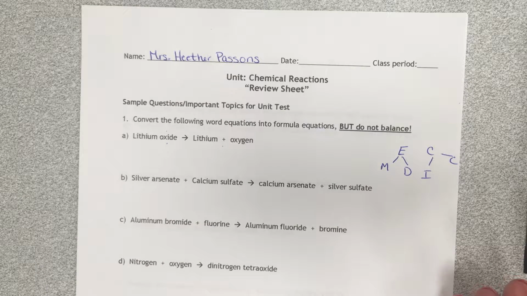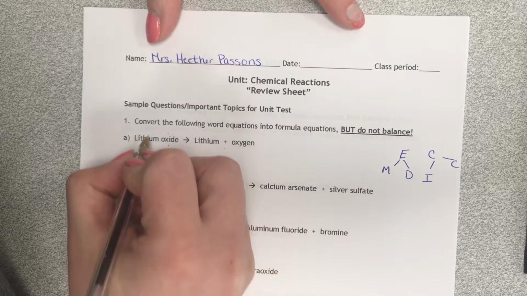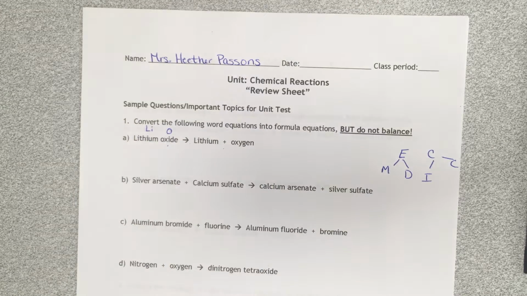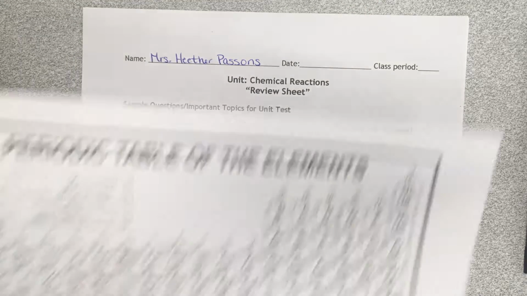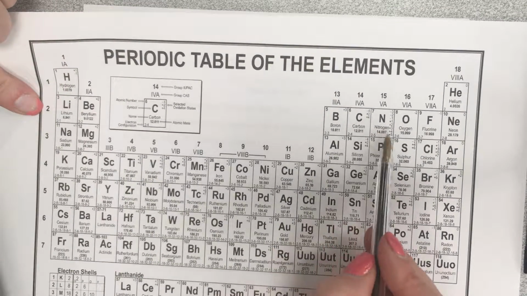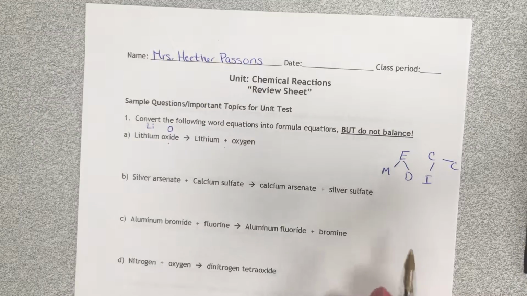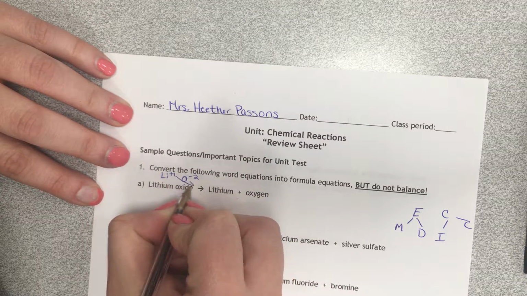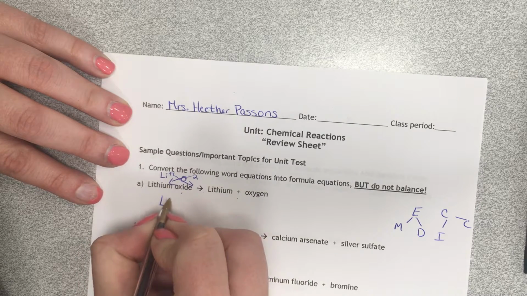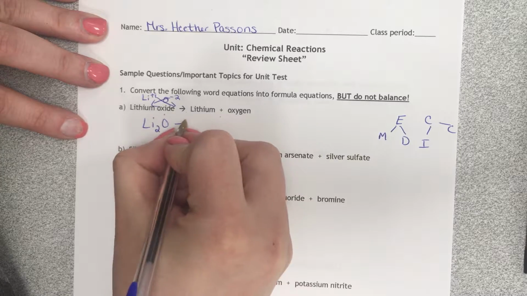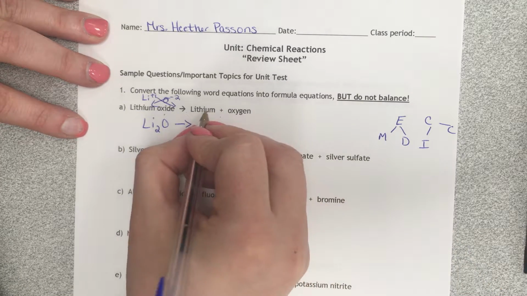Those are the prefixes. All right, so lithium oxide, you have lithium and you have oxide, which is a negative, which is just oxygen. So lithium is over here, it's a +1 charge. Oxygen is over here, it's the -2 charge. So lithium +1, oxygen -2, they're going to cross down, so we will have Li2O. Then we draw our yield sign.